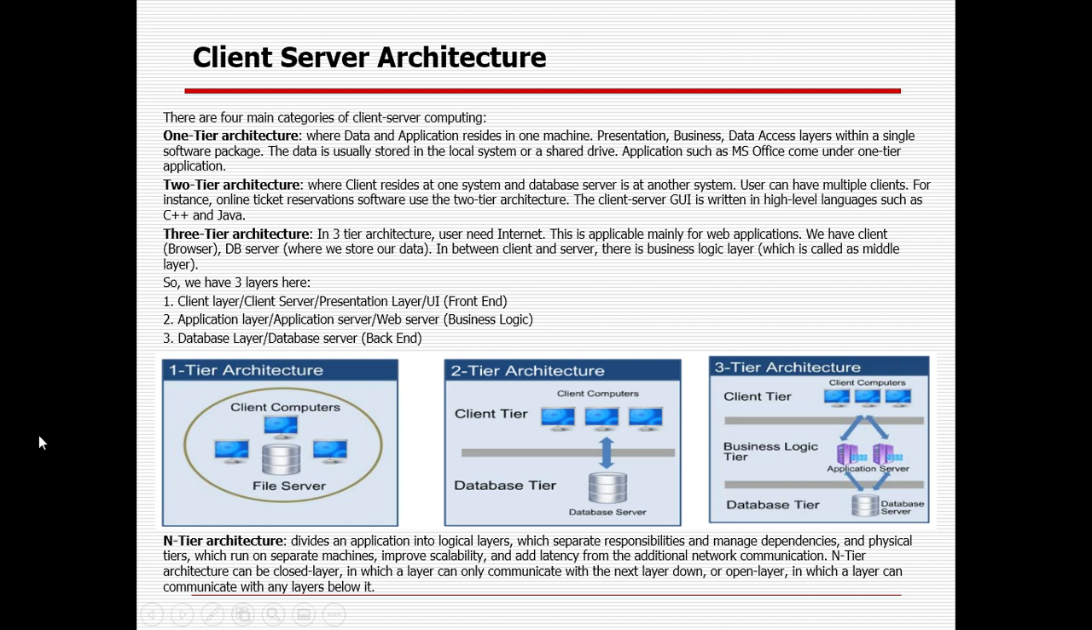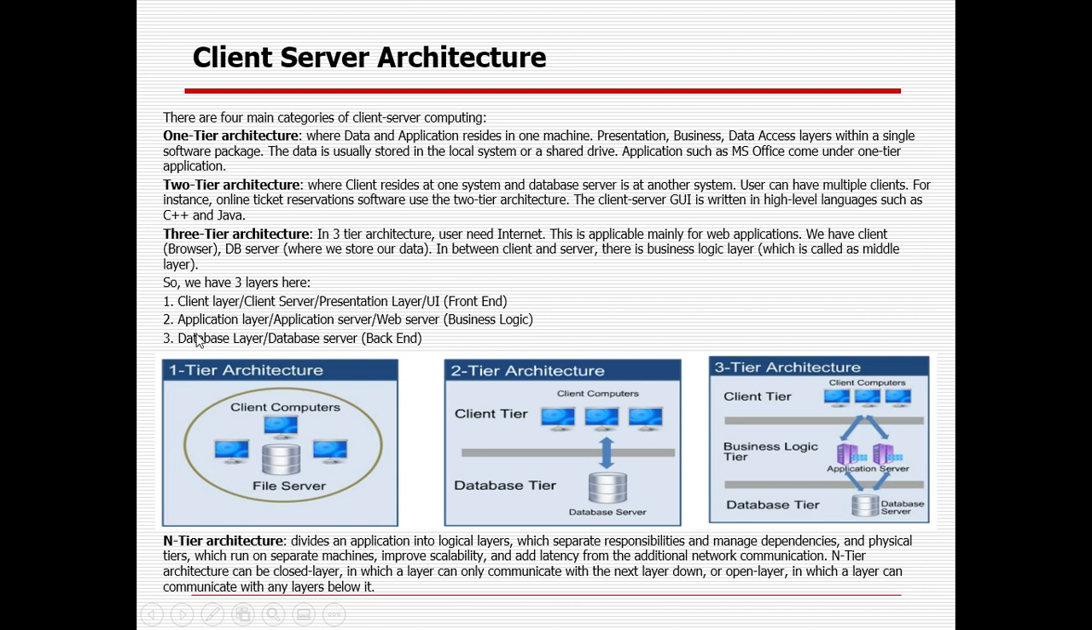And whereas in the three tier architecture, the user definitely requires the internet, right? This is applicable mainly for web applications. So we have the client browser, then the DB server. The client is what will be interacting. The DB server is where the data will be stored. In between the client and the DB, or the client and server, there is a business logic layer which is called the middle layer. So here it will be three layers, right?